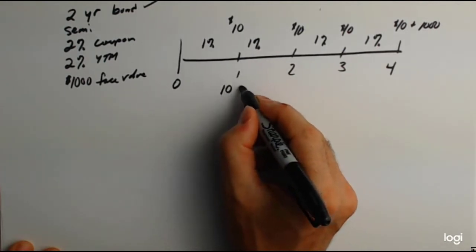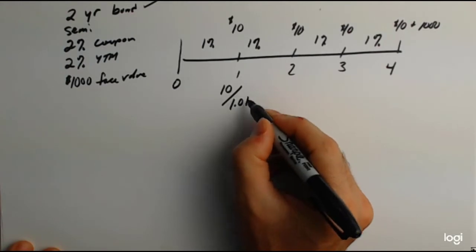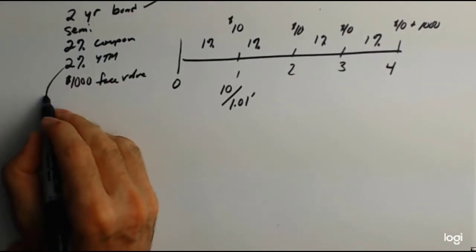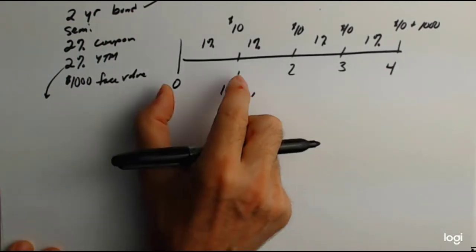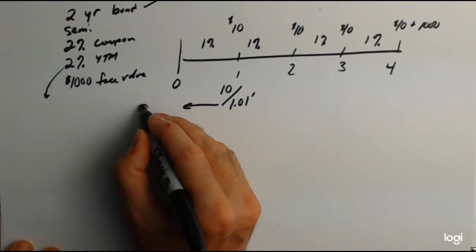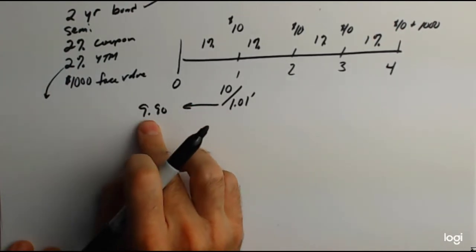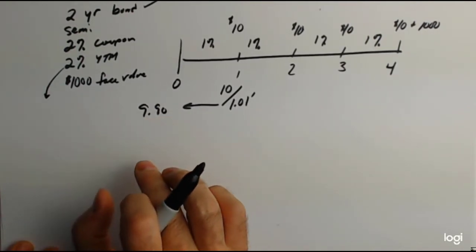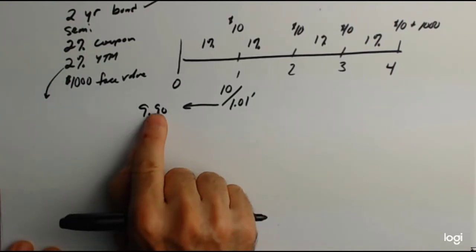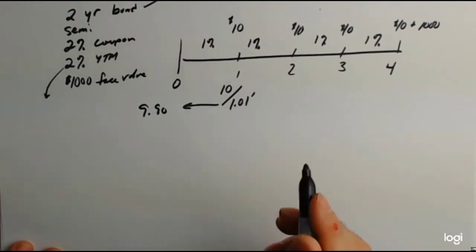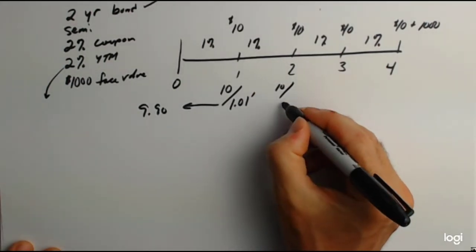So take $10, divide it by 1.01 to the 1 power. So I'm taking that yield to maturity, this guy right here, and I'm chopping it in half for a 6-month period. And then that amount comes out to be $9.90. So the present value of $10 discounted at a 1% rate is $9.90. Okay, so this is the present value, that's the future value, this is the discount rate, and 1 is the number of periods. And then we're going to keep doing this.